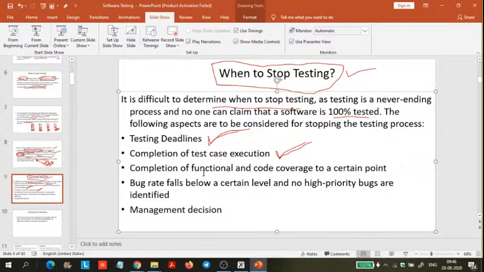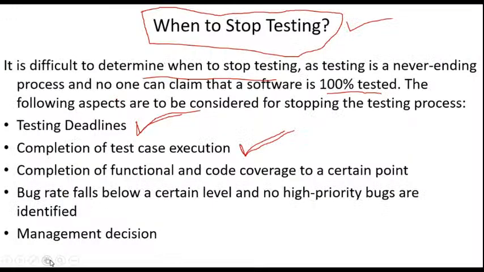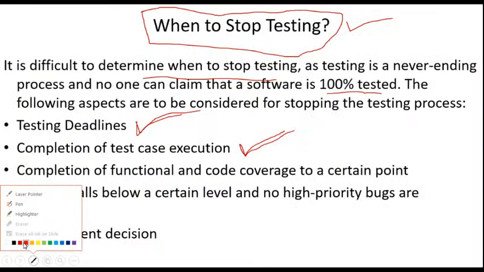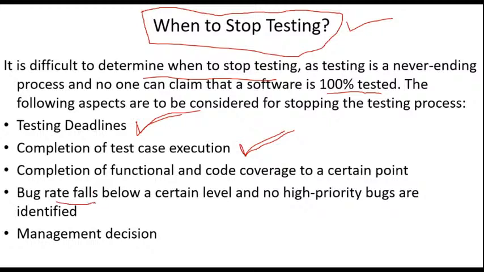So if you have completed all the functional features and the code coverage, the bug rate falls below a certain level and no high priority bugs are identified. Okay, so the bug rate, the error rate is very low. The bug rate falls below the certain level and no high priority bugs are identified. Okay, you can stop the testing.